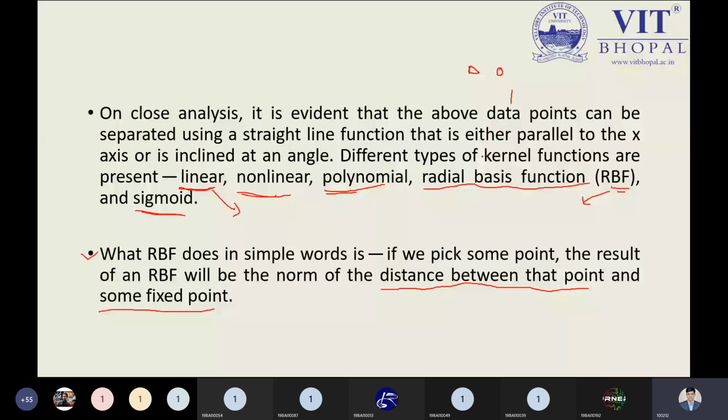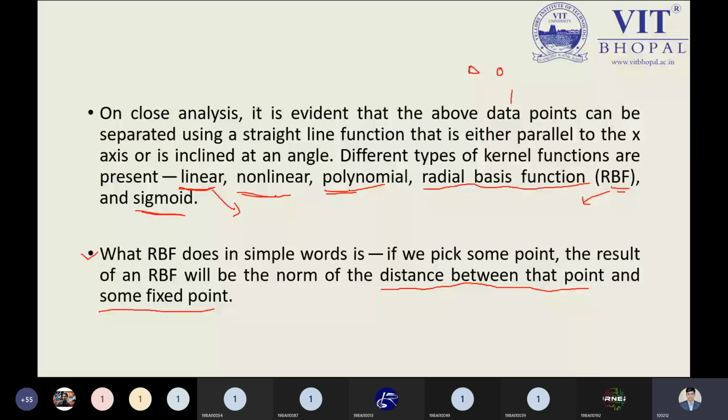I have written over here, RBF will be the norm of the distance between the data point and some fixed point. So it calculates the distance between data points, from which we need to distinguish, or we need to transform your data point at some fixed point. It automatically does this activity, and that is the beauty of the RBF. So that's why the RBF is most popular.